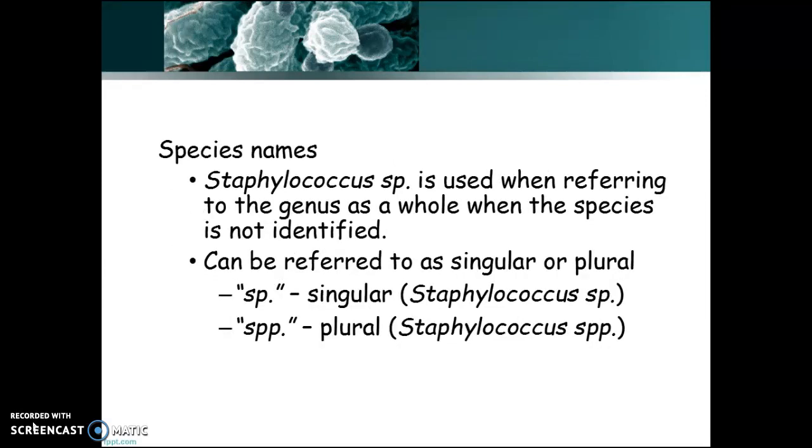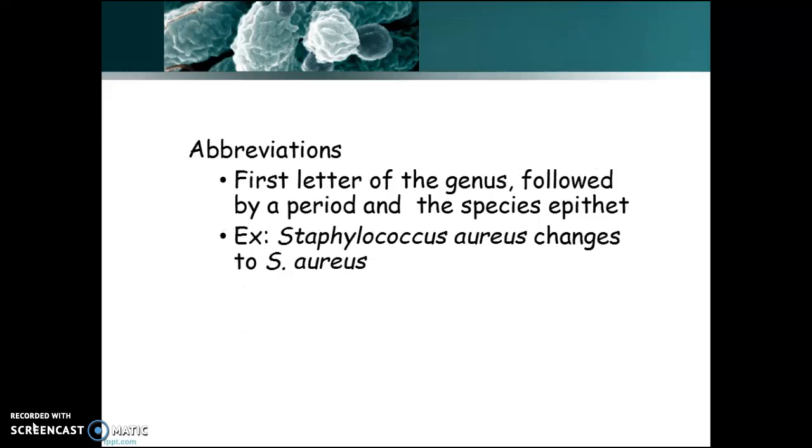For the species name, for example Staphylococcus sp., we can use this type of writing, using sp., when we are referring to the genus only and when the species is not identified. There is a difference between sp. and spp., where sp. is the singular form and spp. is the plural form. We can also use abbreviations. For example, Staphylococcus aureus is a very long name and you don't want to waste your time writing it, so you can use S. aureus. You can abbreviate the genus name but not the species name.